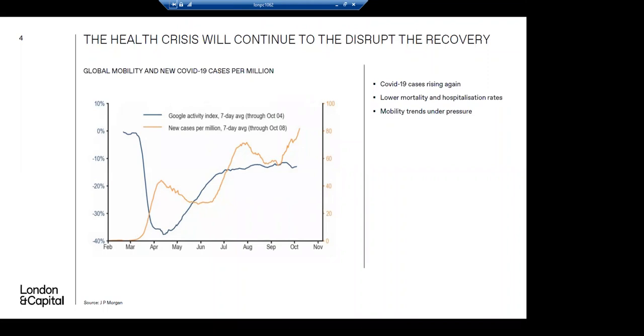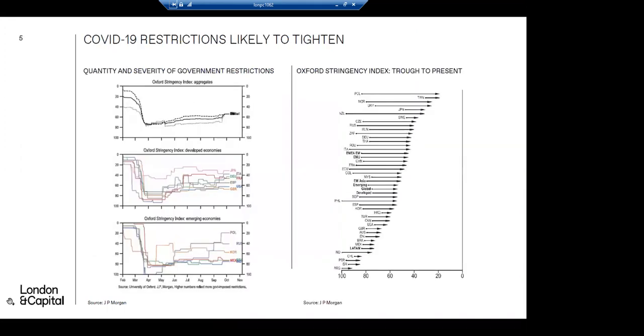You can see that so far, even though we've seen increases in cases during the summer and then subsequently in September, we haven't seen that feed through into a notable setback for mobility and for those activity trackers. But I think that again, drawing on our own real life experience in the UK, this is really something that's going to come under pressure. And the stringency, the restrictions around our activity, are likely to increase. And that's the same the world over.